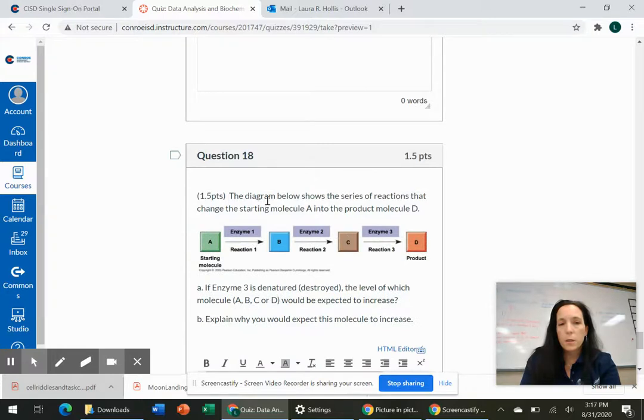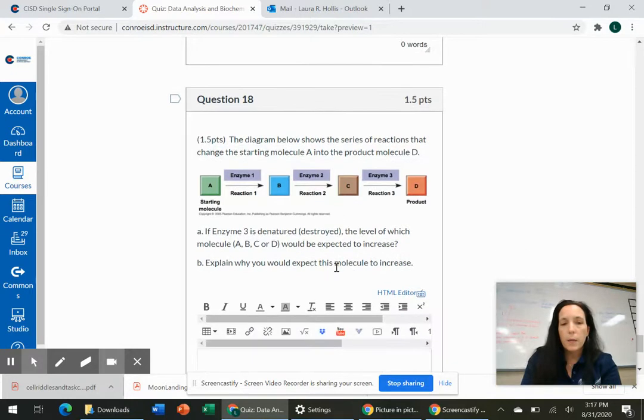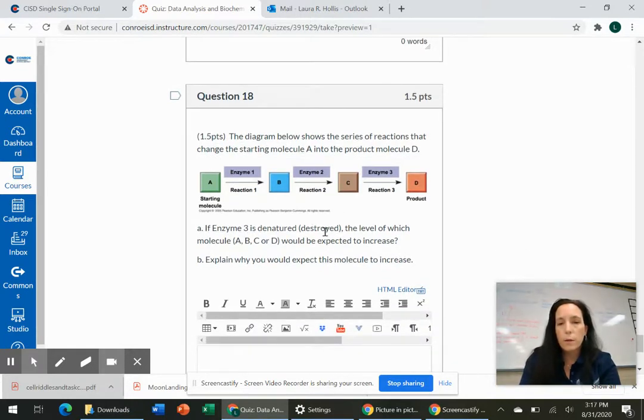The final question is the diagram below shows the series of reactions that change the starting molecule A into the product D. So there's the molecule, and we're trying to get to D. If enzyme 3 is denatured or destroyed, the level of which molecule, A, B, C, or D, would be expected to increase? Explain why you would expect this molecule to increase. Well, the answer is enzyme 3 is taken out. If it's destroyed, that means that this reaction makes a whole bunch of C over and over and over again. So C would be the one that increases because it's constantly moving like a traffic signal.